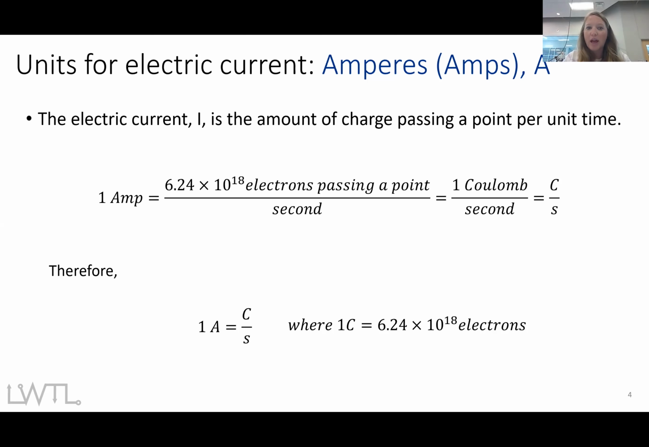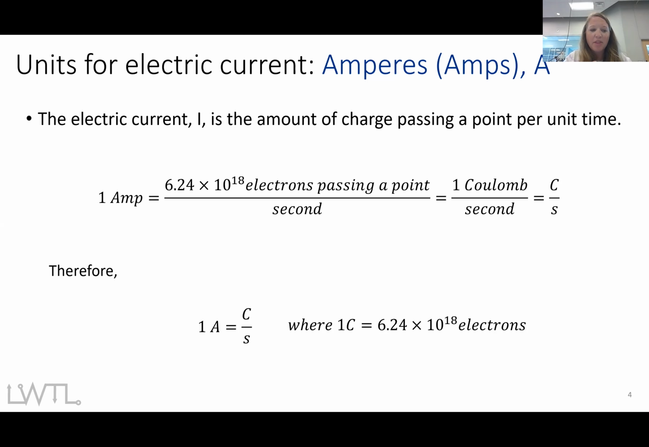There are so many free electrons in there, so many valence electrons. If we were to look at just the individual number of valence electrons passing a point over time, that would be such a huge number. So what we do instead is we group them together in a bundle. And so we look at 6.24 times 10 to the 18 electrons grouped together.